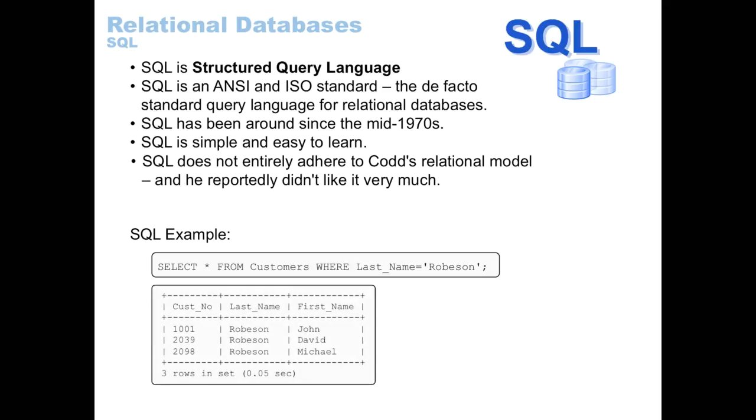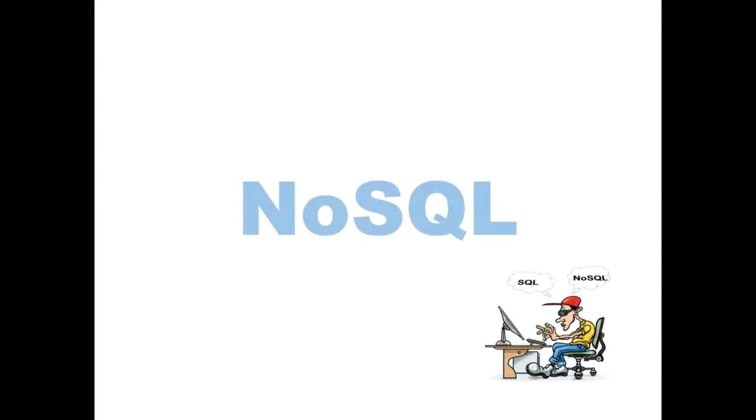But anyway, this is the kind of information that we get in return. So last name matches, and it gives us additional information that's in the customers table: customer number, last name, and first name. And that's as deep as I'm going to go into the actual SQL language. But now for NoSQL.